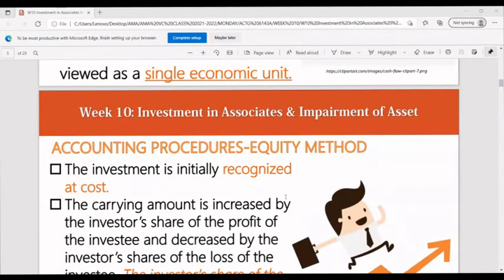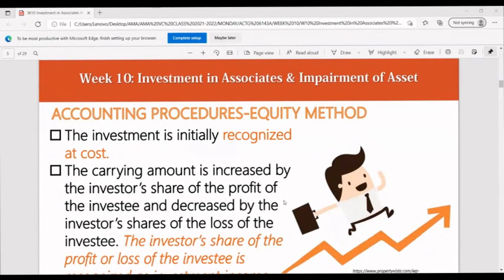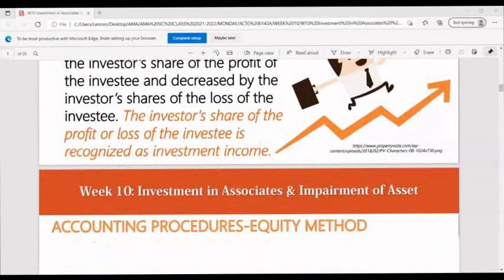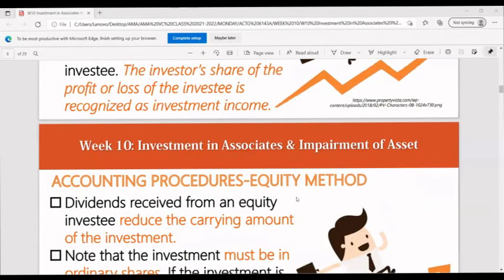So for accounting procedures, equity method, the investment is initially recognized at cost. The carrying amount is increased by the investor's share of the profit of the investee and decreased by the investor's share of the loss of the investee. The investor's share of the profit or loss of the investee is recognized as investment income. Dividends received from an equity investee reduce the carrying amount of the investment.